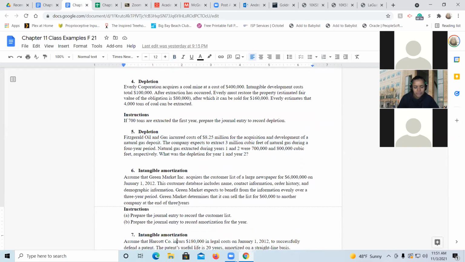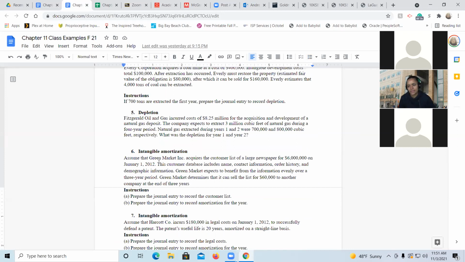So here's intangible amortization. You may recognize this example from chapter 10. I don't expect you to, I'm just saying if it sounds familiar, you may recognize it. It's building on what we learned in chapter 10, where we just recognized the customer list. Now we're going to amortize this customer list. Assume that Green Market Inc. acquires the customer list of a large newspaper for $6 million on January the 1st, 2012. The customer database includes the name of the person, the contact information, the order history, and the demographic information.